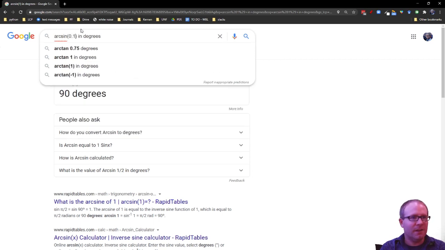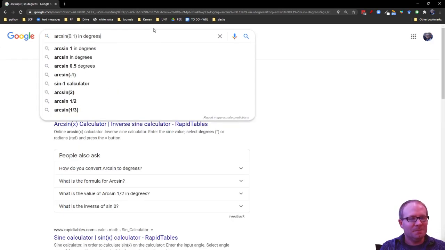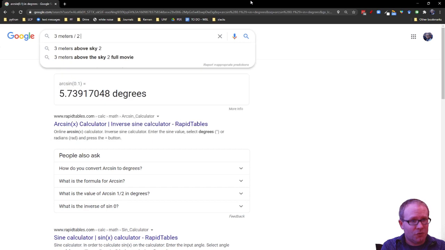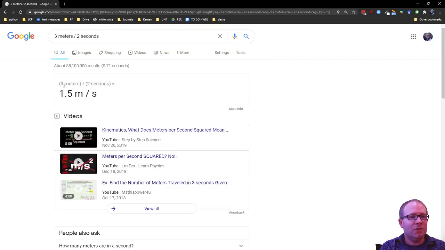I can't take arc sine 10. Let's try arc sine of 1/10. There we go. That is 5.74 degrees there. It does this with basically any units you can come up with. So let's say you're doing a velocity problem and you have that something moved 3 meters in 2 seconds. So you need to do 3 meters divided by 2 seconds. It will combine that into 1.5 meters per second.